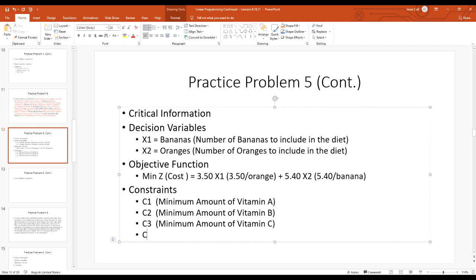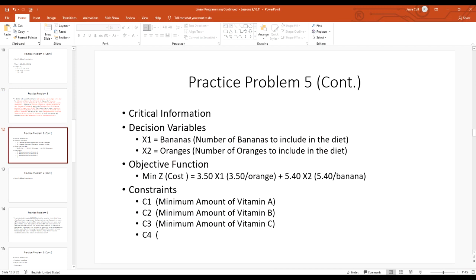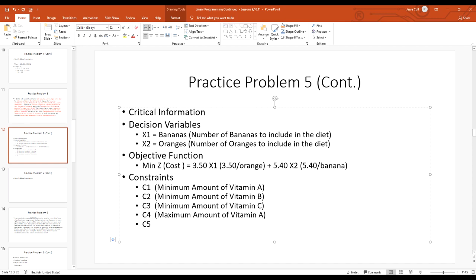Then we have C4. And we come back and we have maximum amounts as well. Maximum amount of vitamin A and maximum amount of vitamin B. So we'll come in one more time and we'll revisit that. Vitamin A. And this is, as I said, an alternative way to look at things, but equally as effective if it helps you find the correct constraints.